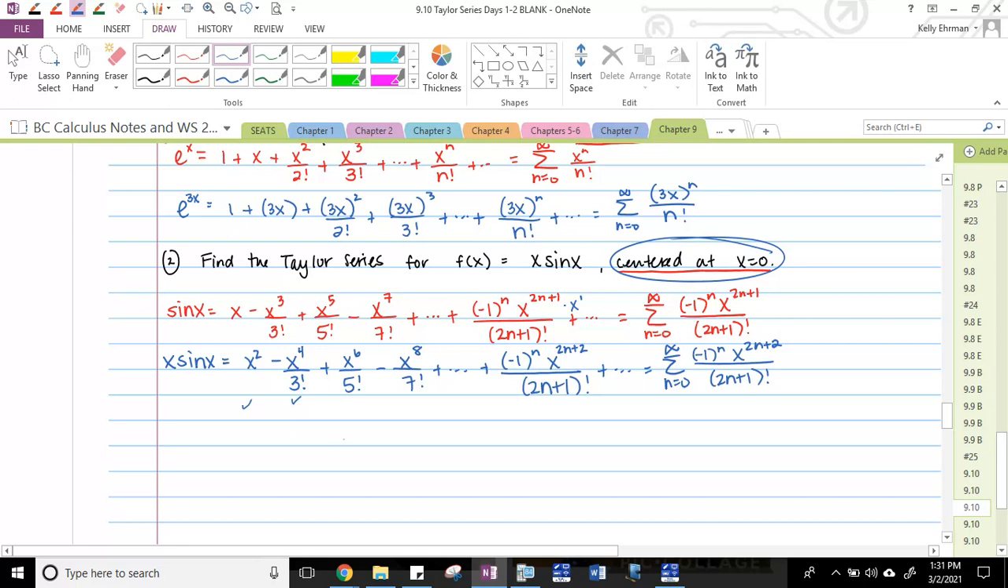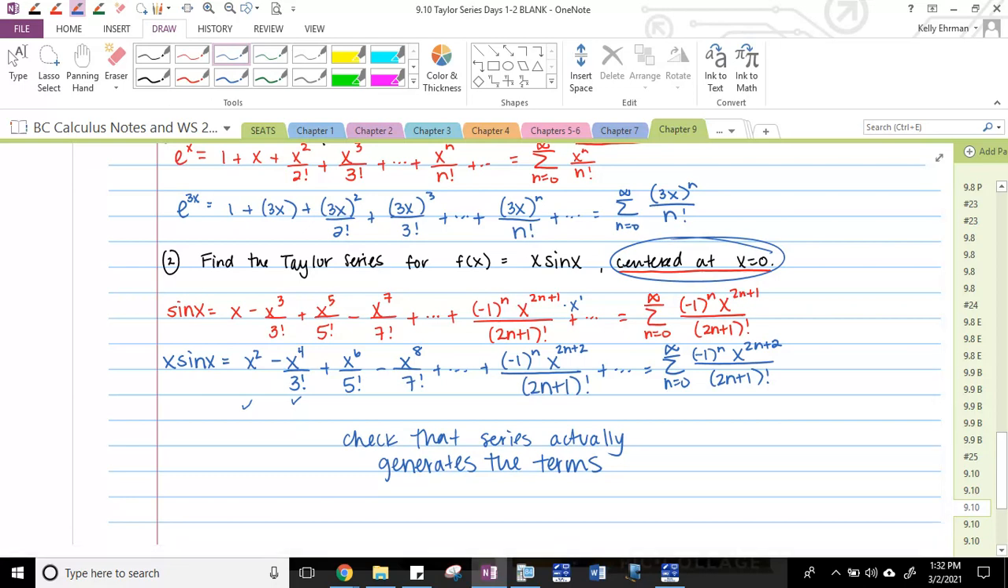But you always need to check that your series actually generates the terms. Sometimes they will give you the terms and then you're writing the nth term for it. As long as whatever you write generates out to what they showed, you will get the credit, assuming you didn't do something crazy and write like an extreme case that would take forever to figure out.